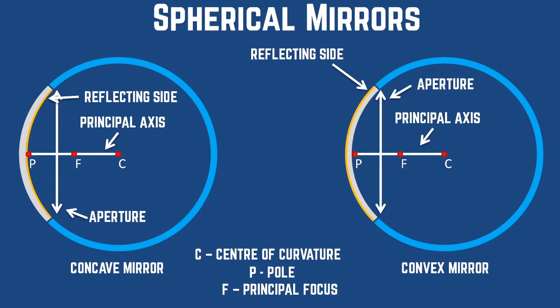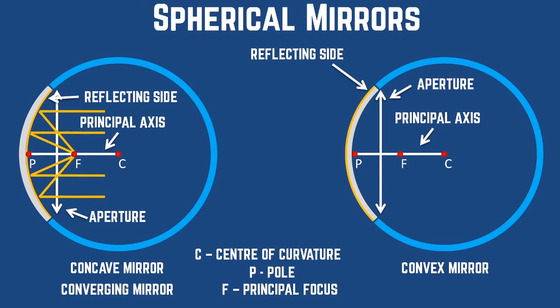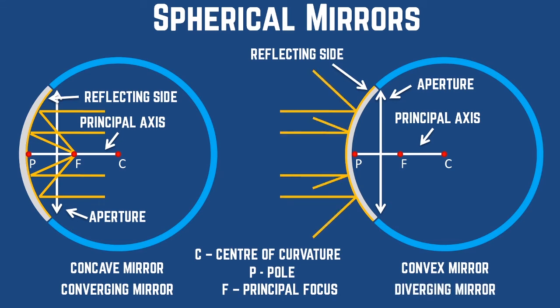Concave mirrors are also called converging mirrors because the light rays traveling parallel to the principal axis converge or meet at the focus. On the other hand, convex mirrors are also called diverging mirrors because the light rays traveling parallel to the principal axis diverge or move away from each other and appear to be emerging from the focus.